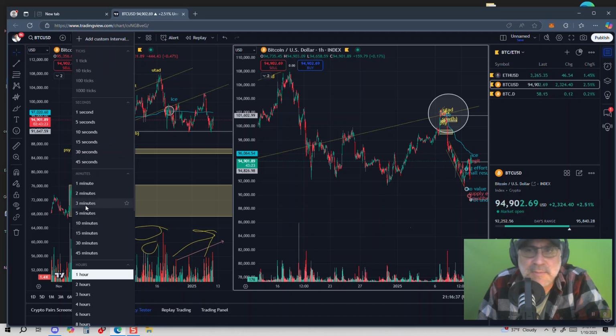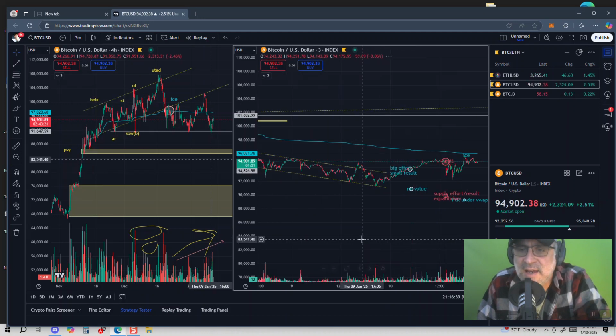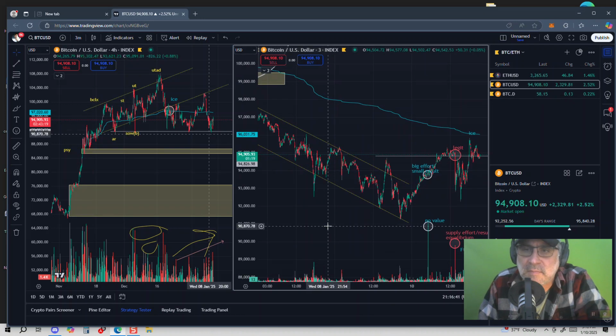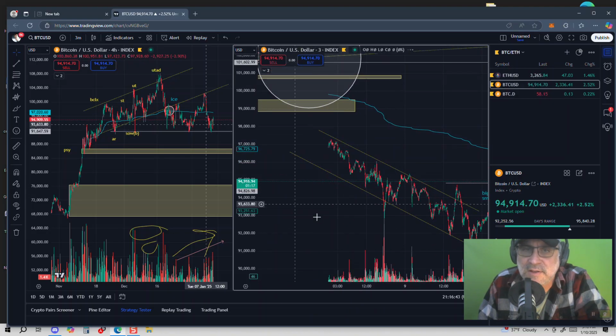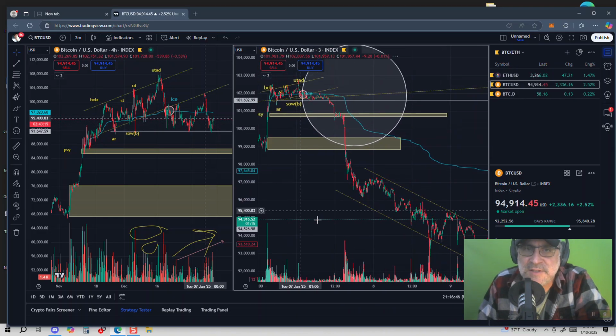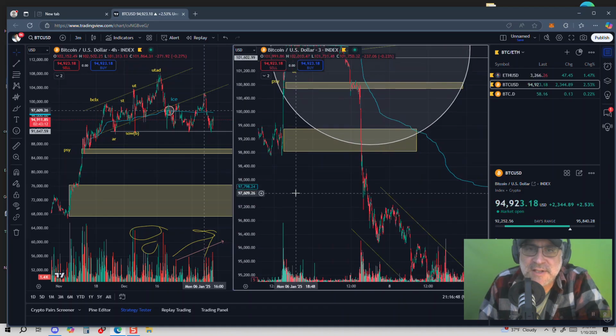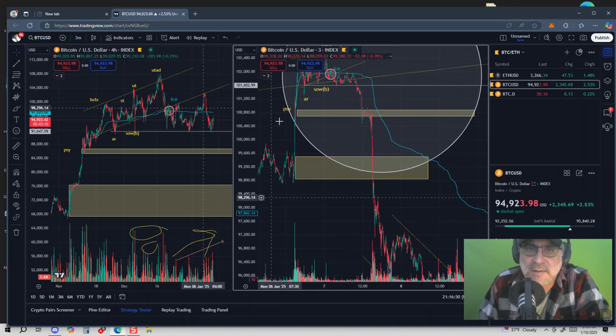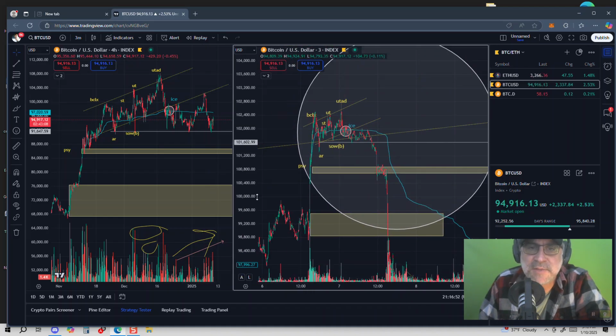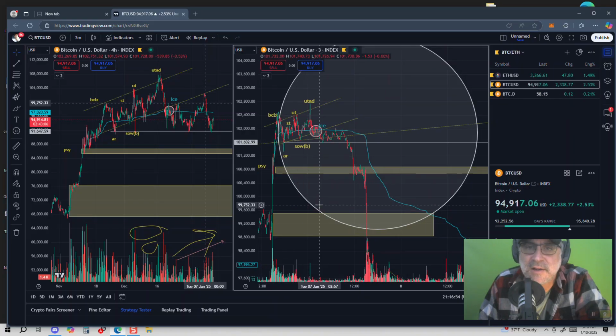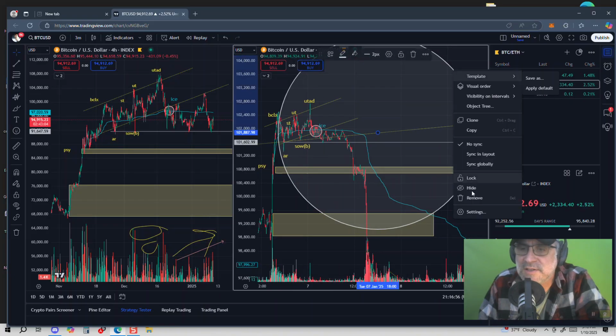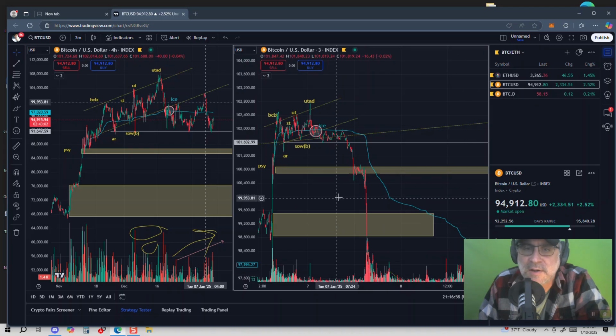So we'll go to the 3-minute, and let's see if we can see any resemblance of it. I went ahead and already labeled it. Does that look familiar? Yeah, it does, right? So we'll get rid of this circle here.